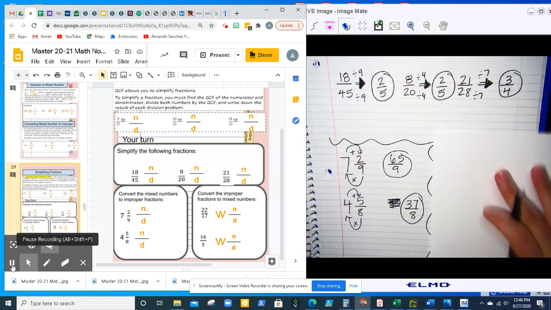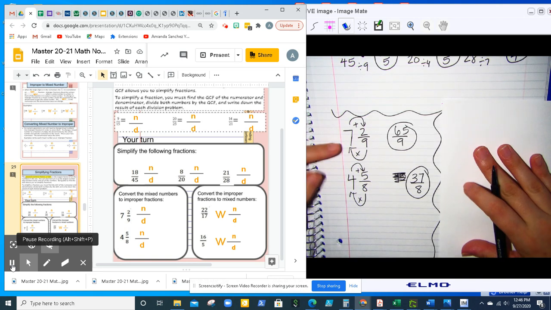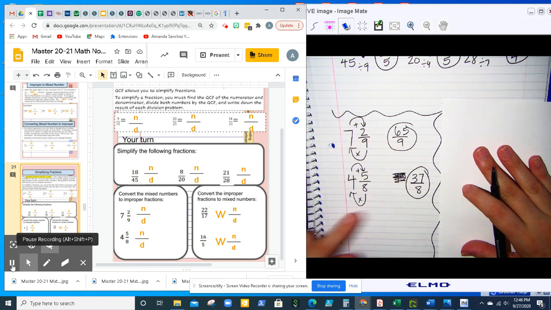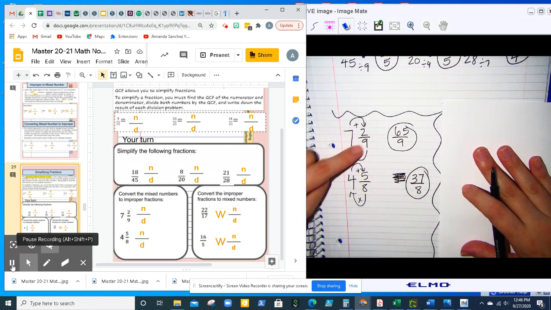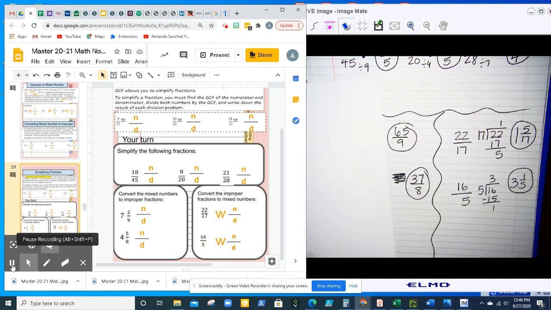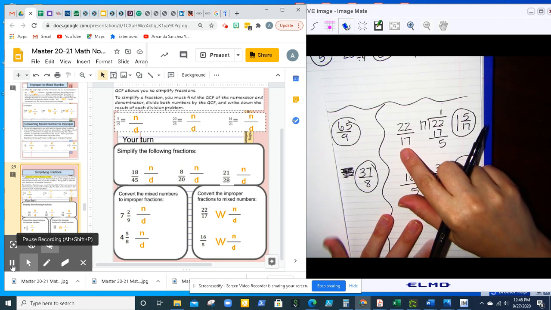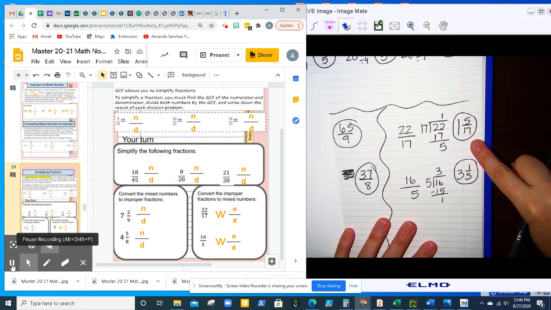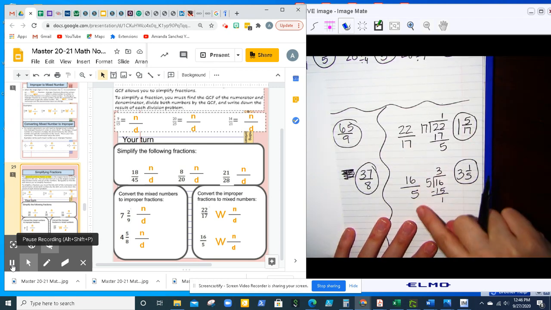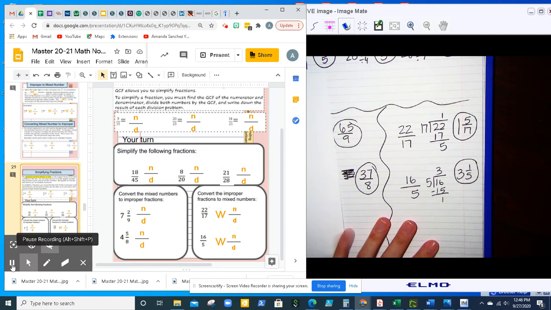Okay, now on the second set, 7 and 2 over 9 became 65 over 9, and then the second one became 37 over 8. Remember, the 9 stays the same, it just slides over, the 8 stays the same. And then the last set, 22 over 17 is equal to 1 and 5 over 17, and 16 over 5 is equal to 3 and 1/5.